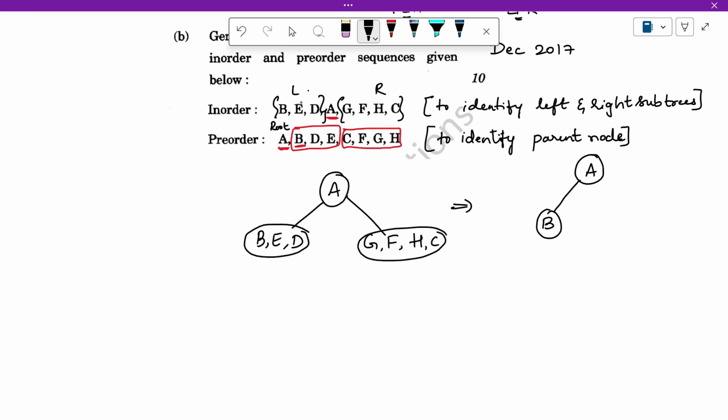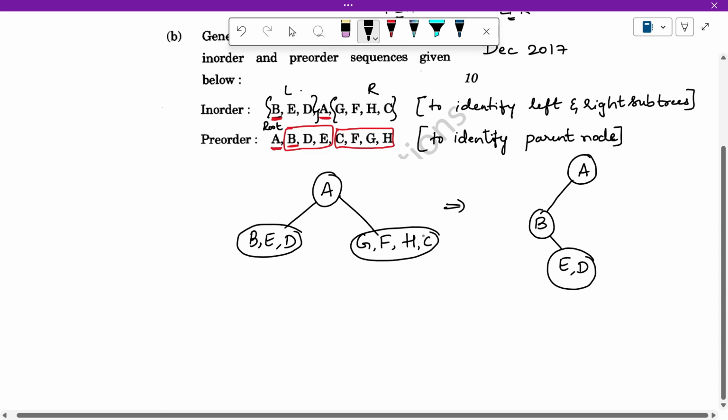Now go to the inorder and see where E and D are present, whether to the left side or to the right side. See in inorder, among B, E and D, both are present to the right of B, isn't it? So E and D are right children of B. E and D both are in the right subtree of B. Which is the parent, and which is left or right, we will figure out in the next step.